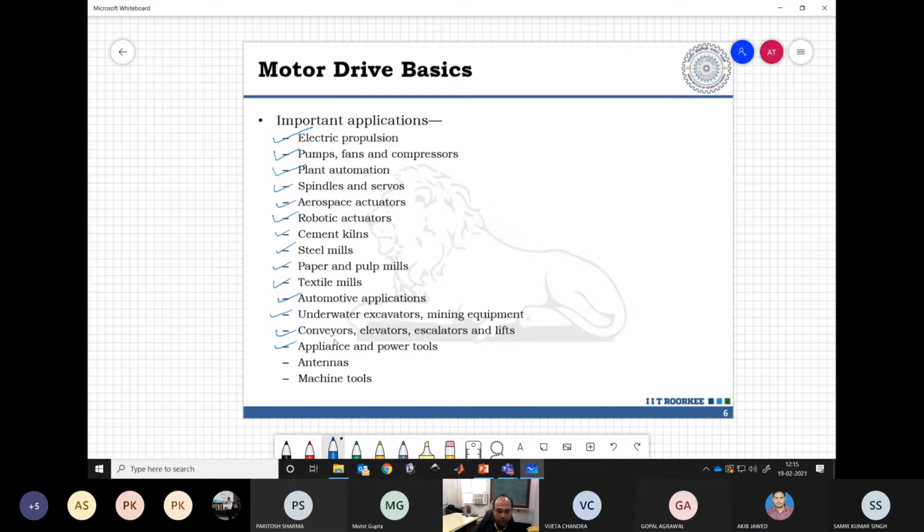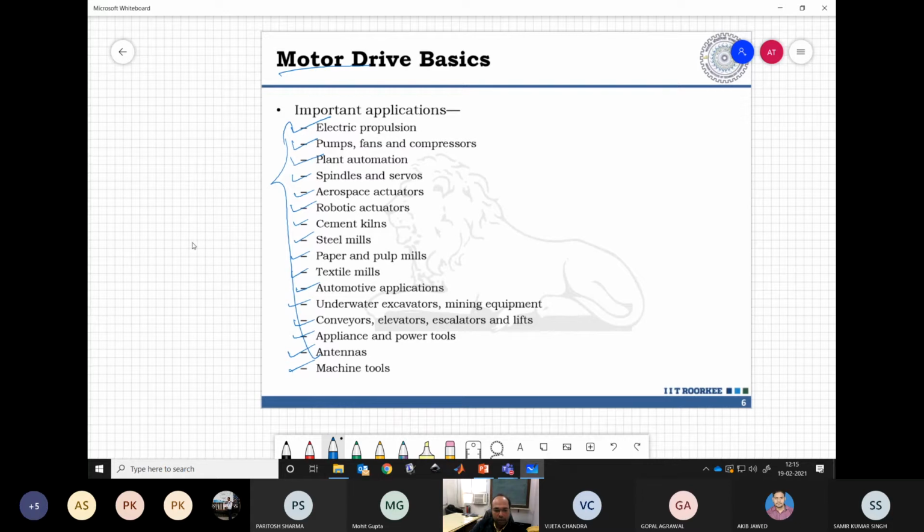There are also other appliances and power tools which we see. A lot of companies, let's say Robert Bosch, are making many tools, and all of them basically run on some type of motor drive. Then we have huge antennas being controlled through some motor drive, and machine tools. So a larger aspect of our industry is occupied by motor drives, which means it is very essential that we understand the basics before applying this in any design or any other kind of thing.